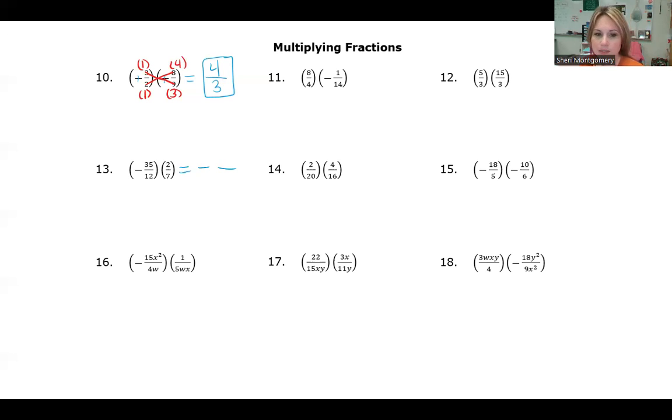You sure can. Good job. Yes, we can definitely simplify. 7 goes into 35 5 times. 2 goes into 12, it sure does. Then we multiply straight across again. 5 times 1 is 5, and 6 times 1 is 6. Done and done. I'm going to do 16.